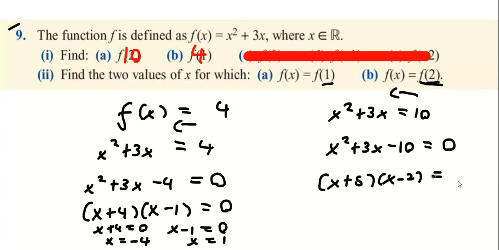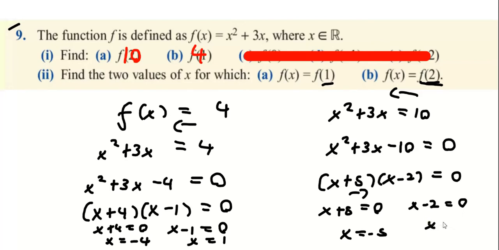And what do you do after that then? X plus 5 equals 0, so x equals minus 5. X minus 2 equals 0, x equals 2. How many people got those 2 answers? A handful of you, right? Nothing major. All right, move on.